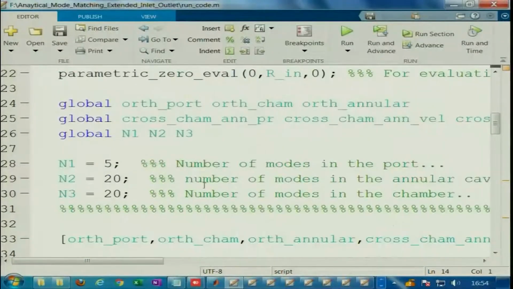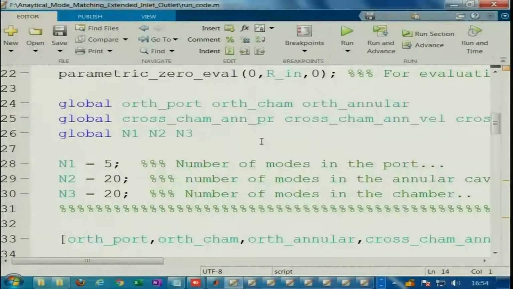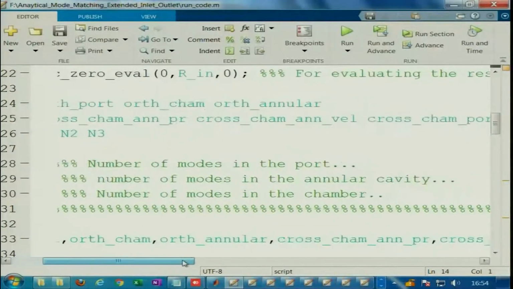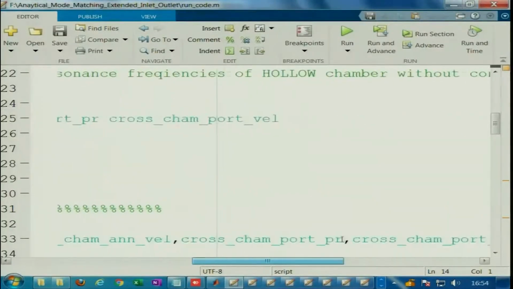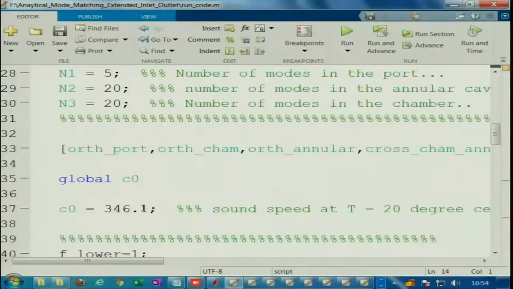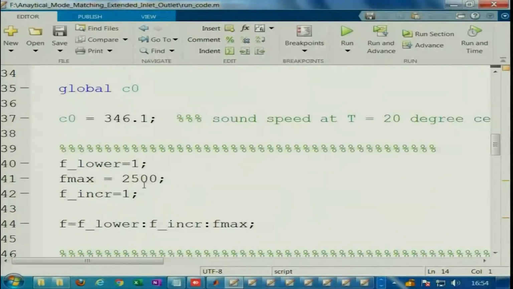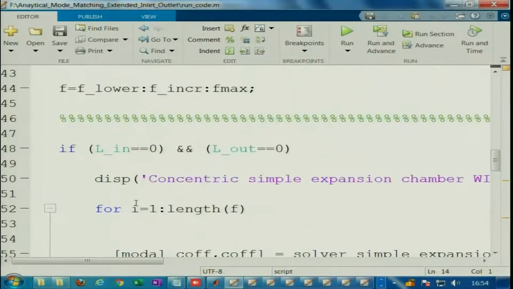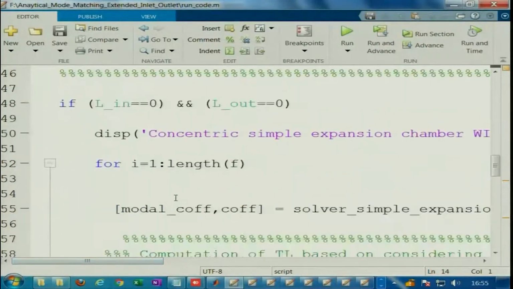So, this is the overarching run code file, and here we also have to specify the number of modes in the port, in the annular cavity, and in the chamber. These variables are declared global, because their scope is also in the other files. Once they are calculated using the integrals file, the sound speed I have taken is 346.1, the one that was taken in Salamets work. This is the frequency range as usual, in steps of one frequency. Now, we enter the loop. We just have to compute these values once, and then they will be available in the solver file.